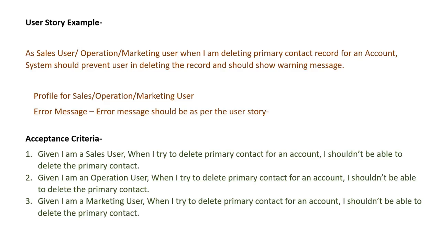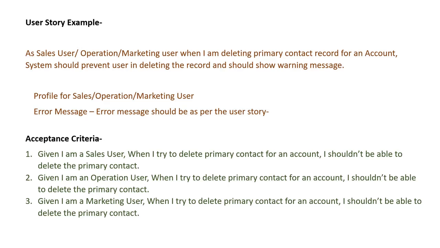For today's video, this is the user story example. This user story says: as a sales user, operation user, or marketing user, when I'm deleting a primary contact record for an account, the system should prevent the user from deleting the record and should show a warning message. So this is the business requirement.